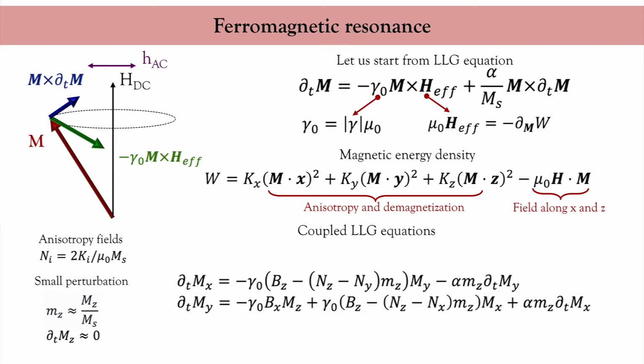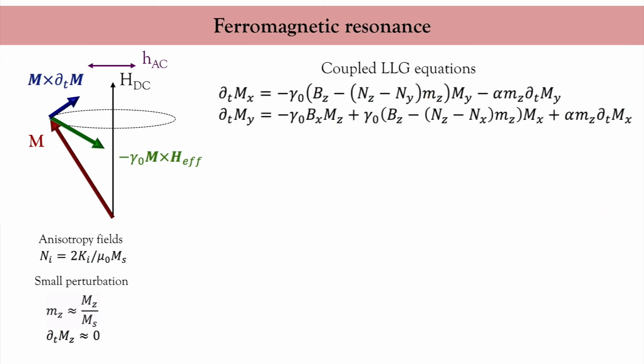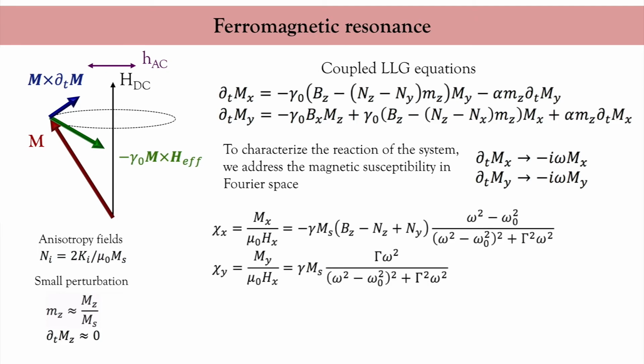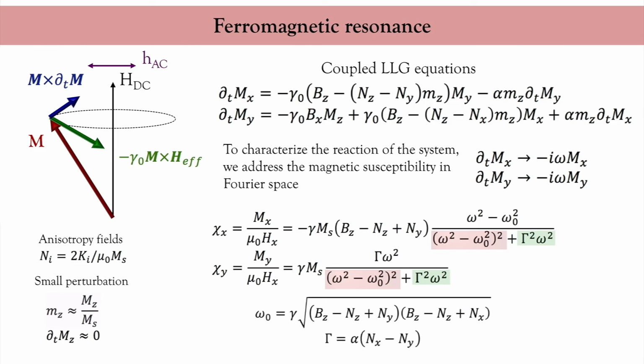Fine. Now, how do we solve that? Since we have an oscillator, we will take the Fourier transform of these two equations and we can directly compute the susceptibility of the magnetic system under the oscillatory field Hx. The susceptibility adopts a Lorentzian shape with resonance frequency omega 0 and broadening gamma that is directly proportional to the magnetic damping.